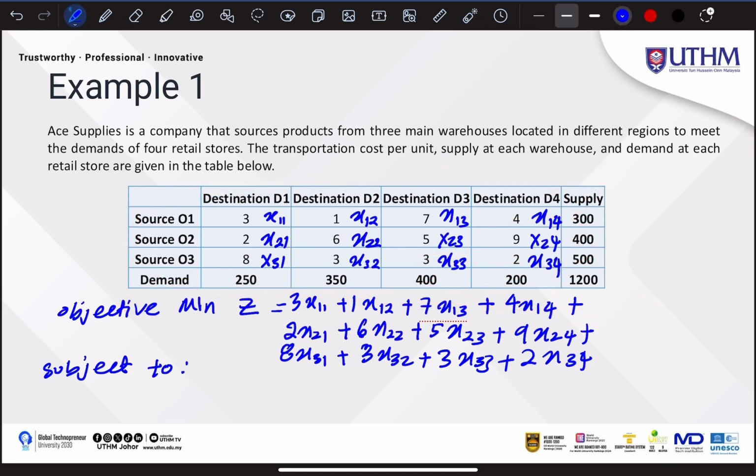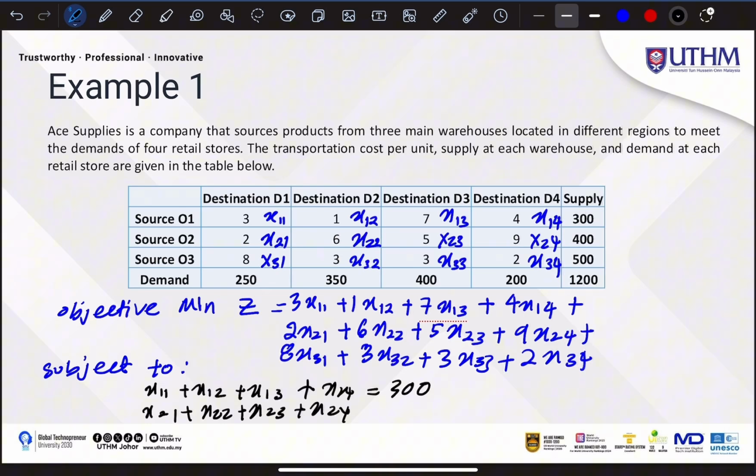So if you want to list out all of the constraints, we need to look into the rows and also the columns. First, let's look into the rows. The row: x11 plus x12 plus x13 plus x14 equals 300. And then x21 plus x22 plus x23 plus x24 equals 400. And then the last one is x31 plus x32 plus x33 plus x34 equals 500. So that is for the row constraints.